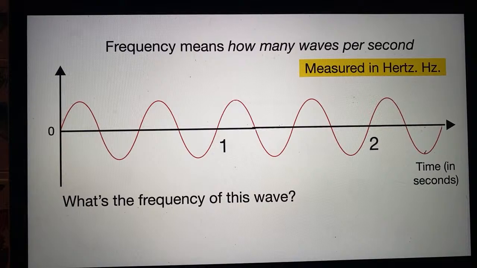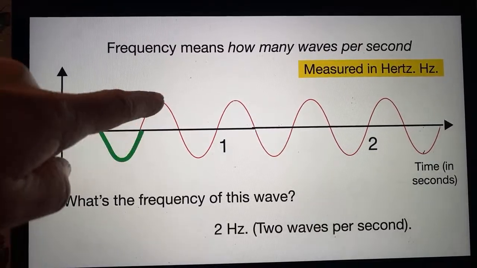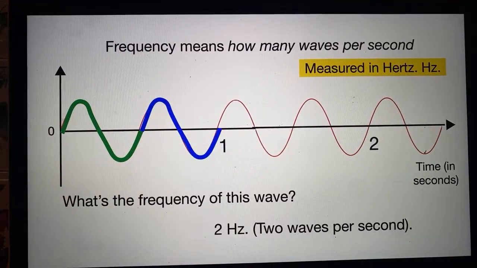How many waves here? I have actually bothered to put in time in seconds on the x-axis now, so there's no tricks here. How many waves per second? Well, all the way down, that's 1. All the way up, all the way down, that's 2. So there's 2 waves happening here per second. So the frequency of that wave is 2 hertz, 2 waves per second.